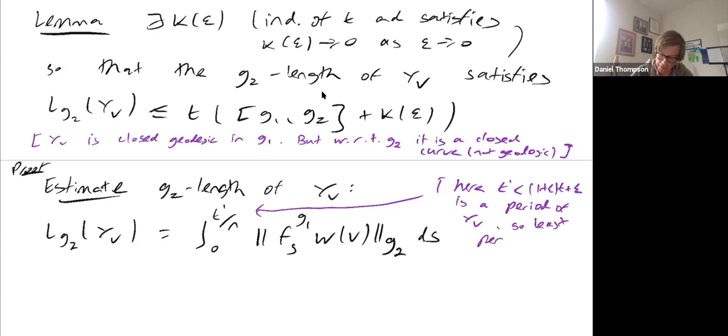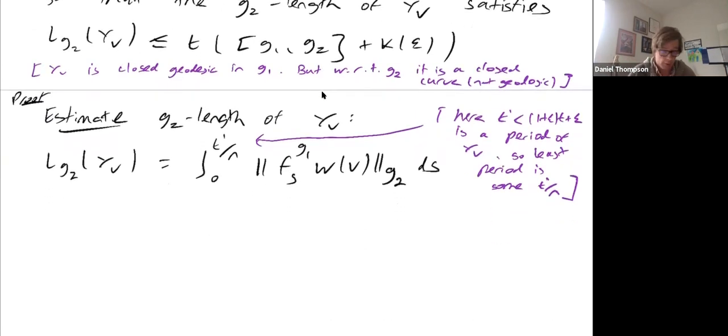Least period is that divided by something, right? Some t prime over n. And the length of a closed curve is its least period, right? Anyway, that little detail comes out in the wash immediately because I'm upper bounding this guy. So, if it wasn't a least period, who cares? Because I'm upper bounding its length.